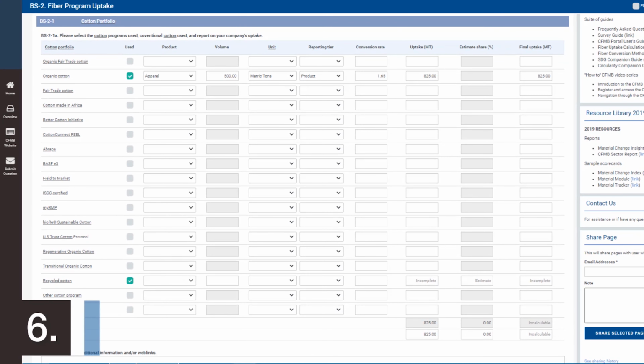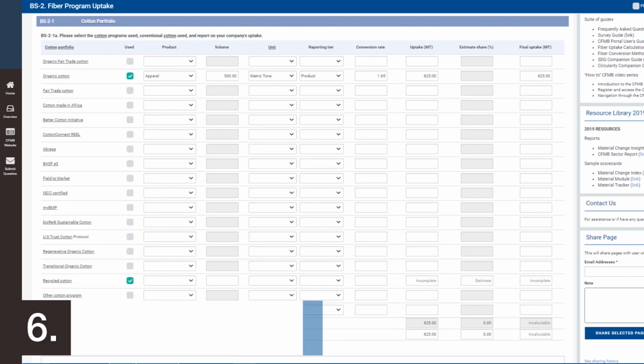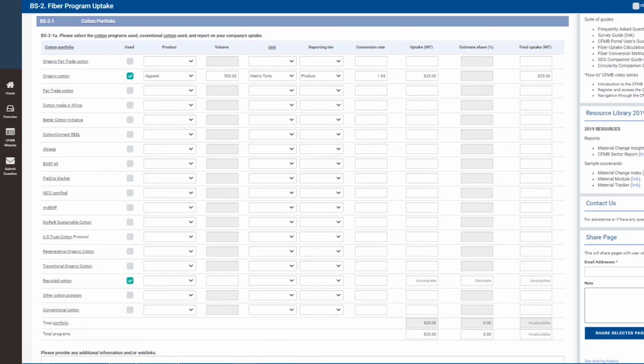Step 6 is the conversion rate. In order to aggregate industry uptake totals, all uptake reporting is converted to fiber level, or the stage before material is transformed into yarn. To convert to fiber level reporting, the uptake volume is multiplied by a number which is called a conversion rate in order to estimate the amount of fiber needed to achieve the uptake volume at another supply chain stage, in effect accounting for those supply chain losses.